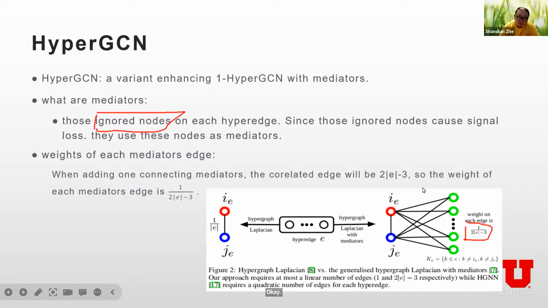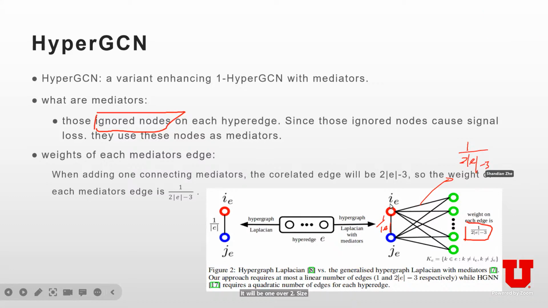So you're not sure if they put 1 over size of E here? Is that your question? Oh, okay, I got it. So they did replace it. Right, my understanding is that you still find this IE and JE, but you put 1 over size of E here, right? But for every edge between one mediator node and IE or JE, it will be 1 over 2 size of E subtracted by 3, right?